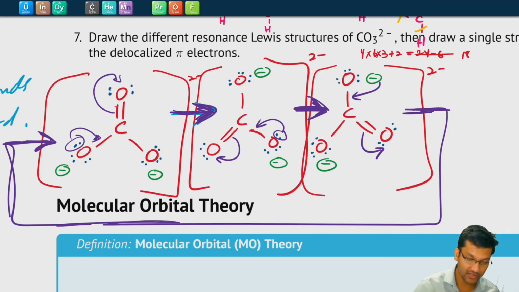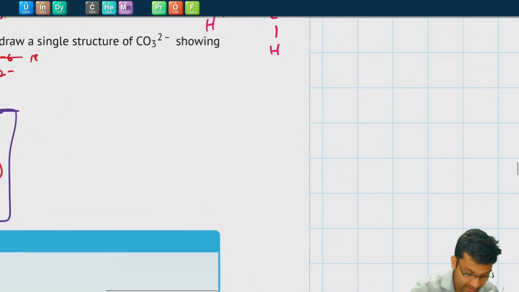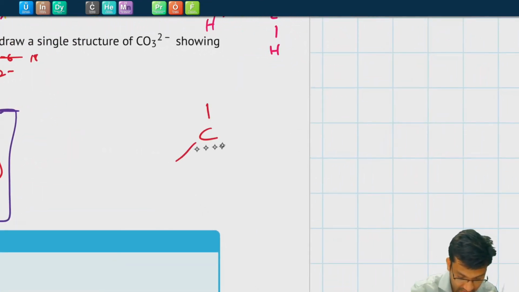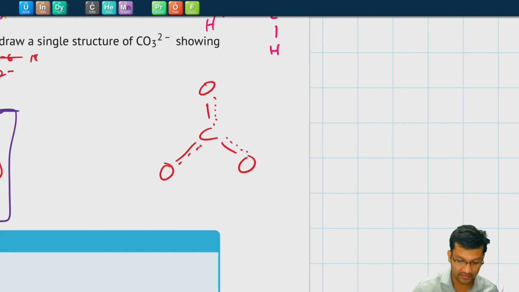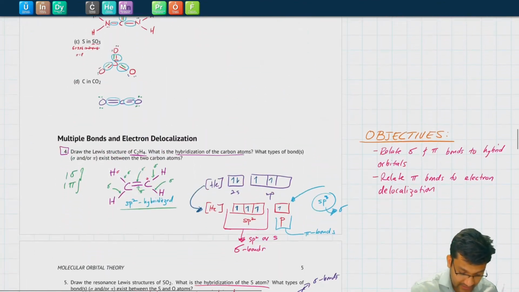Only the pi electrons move, the sigma electrons stay in place. So if you wanted to draw a single structure that captures all of this, it might look something like this. Little dots there to represent that the electrons are sometimes there, sometimes not. The whole thing is 2 minus charge. All right, that'll bring us to the end of this section.